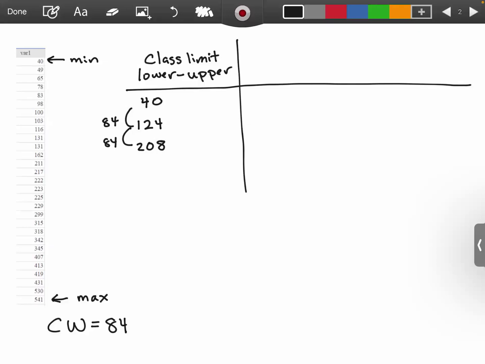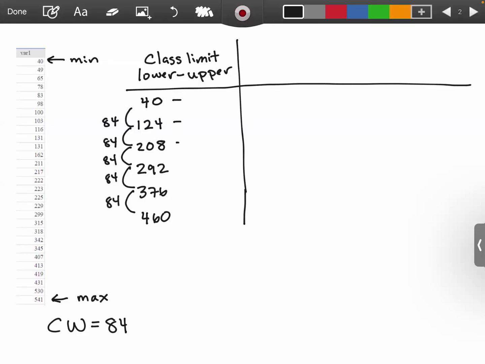So let's see, 84 plus 40 gives me 124. Add another 84 gives you 208. If we add another 84, we get 292. Adding another 84 gives us 376. And adding another 84 gives us 460. We know we wanted a total of 6 classes, so now we have 6 groups. We can stop. And again, all I did was add 84 each time.